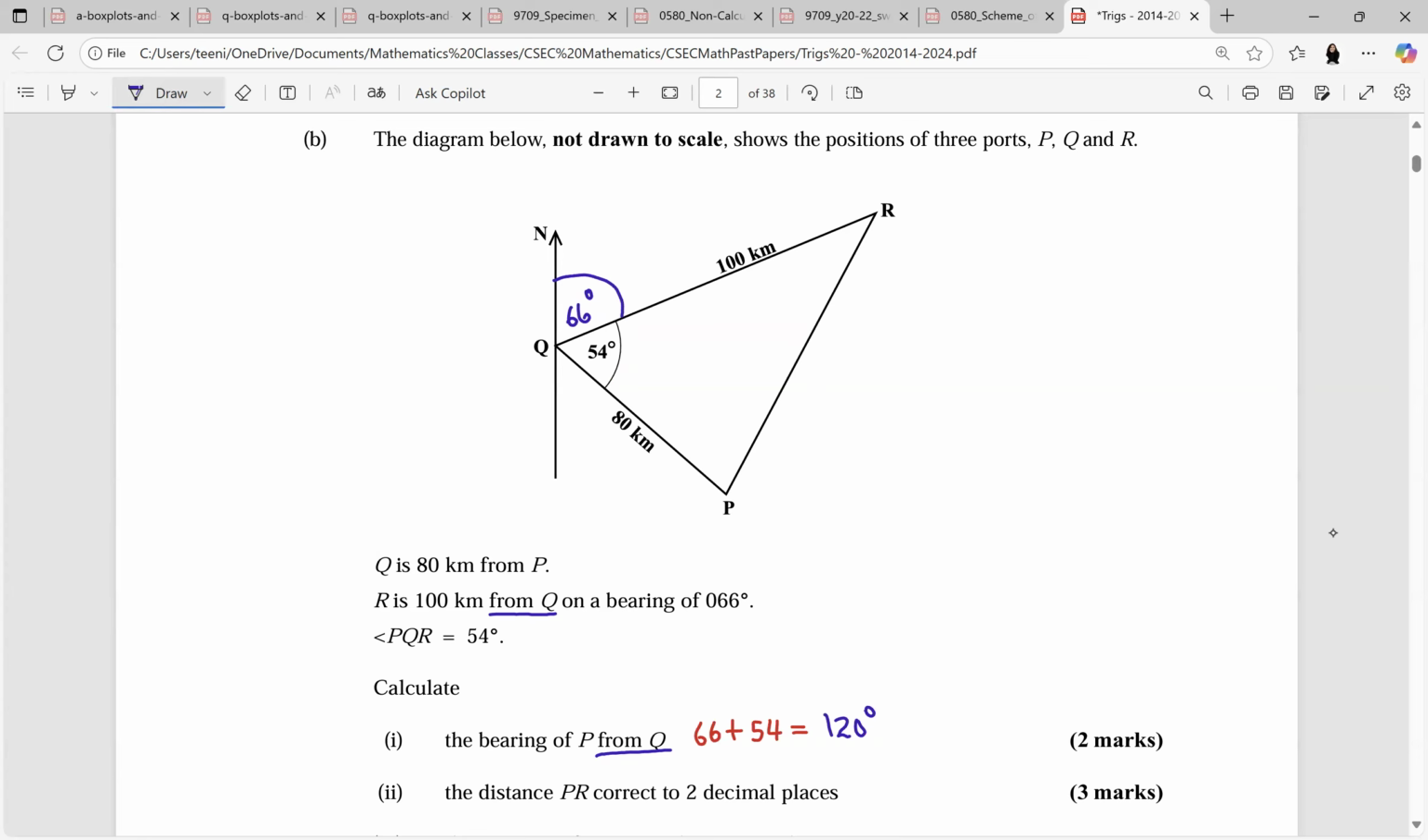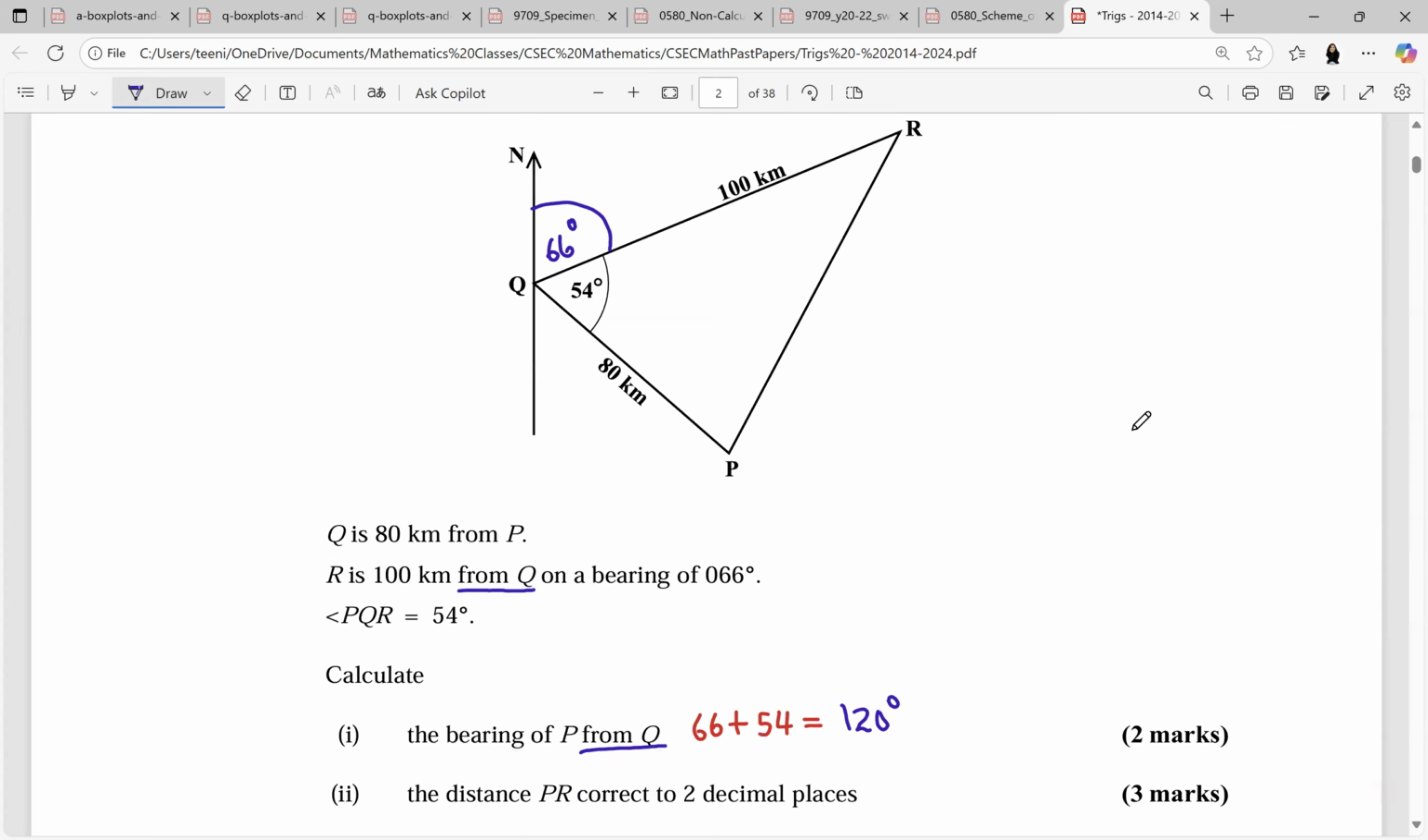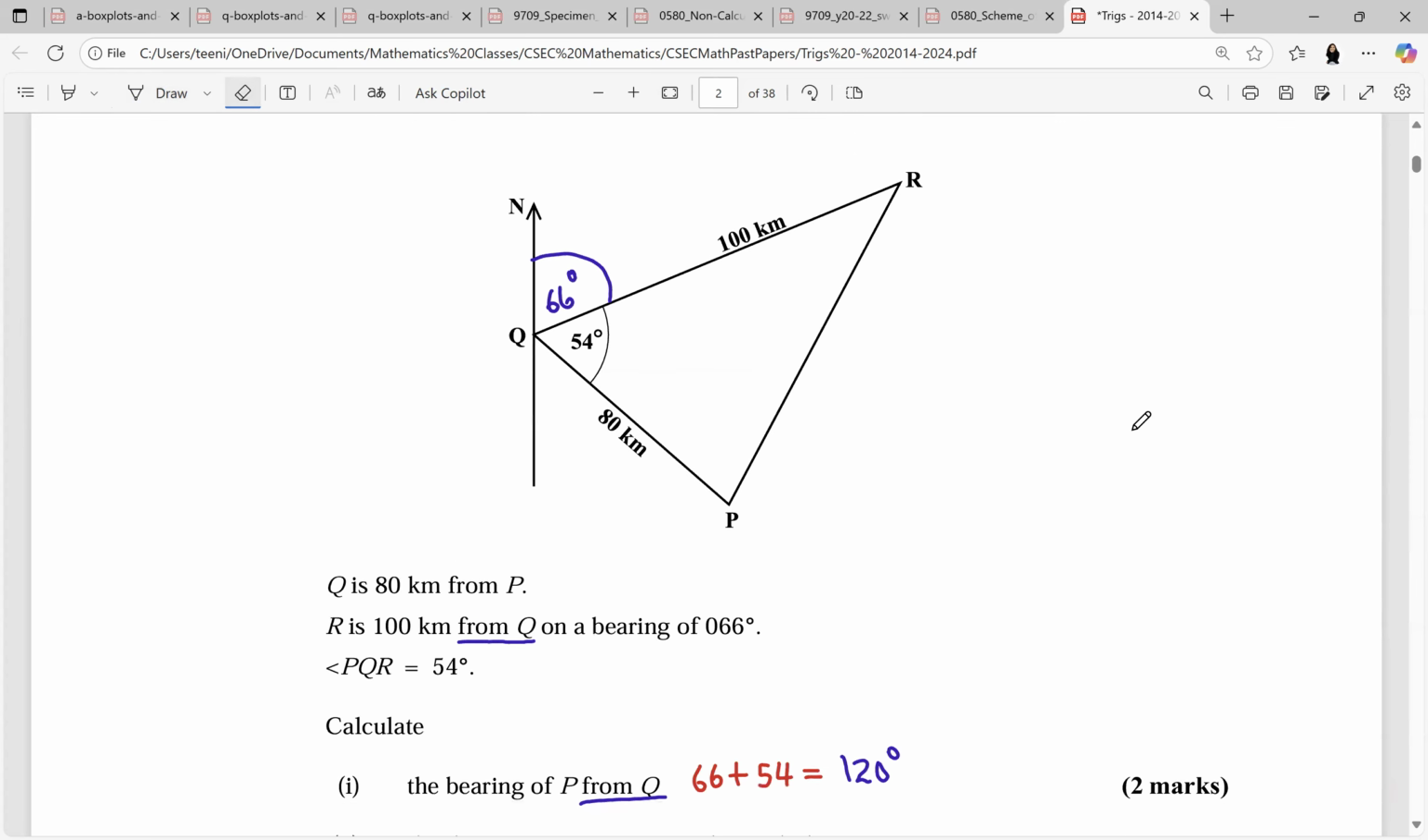The next thing is to calculate the distance PR taken to two decimal places. Somebody tell me, are we using sine rule or cosine rule here? Cosine. Yeah, that's right. Aaron, tell me why. Why would you use the cosine rule?